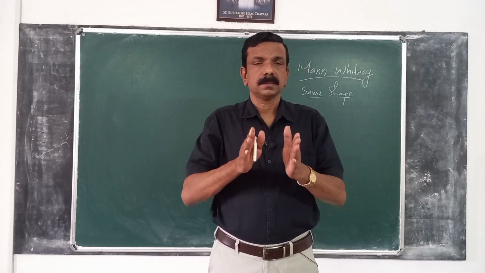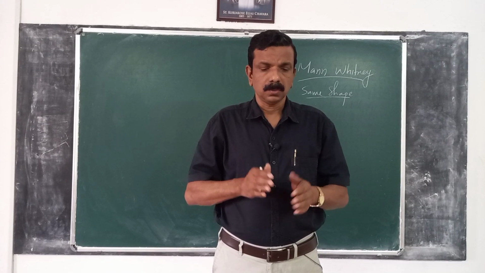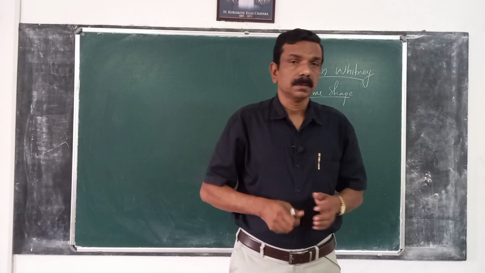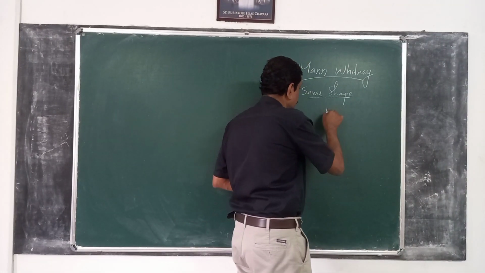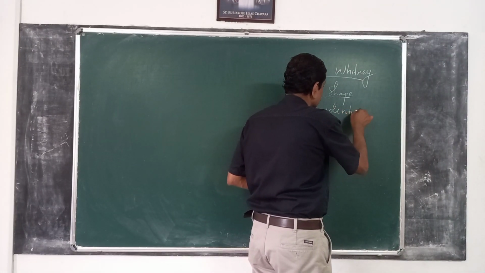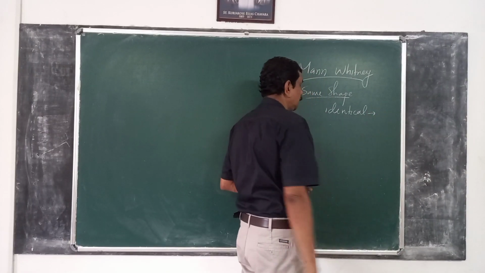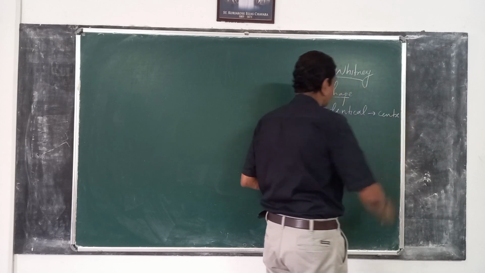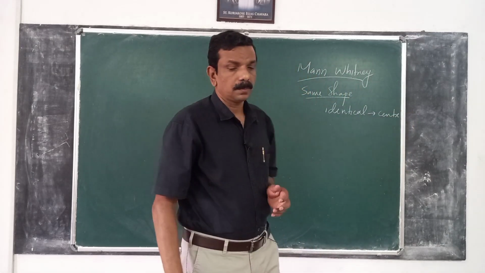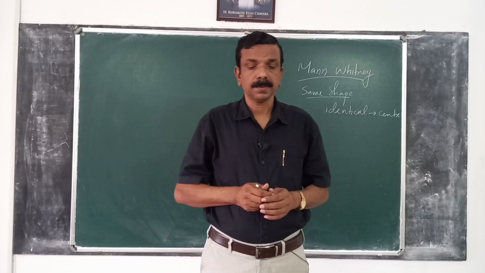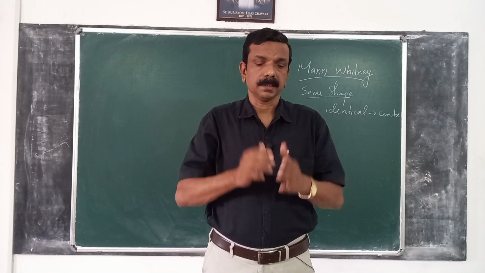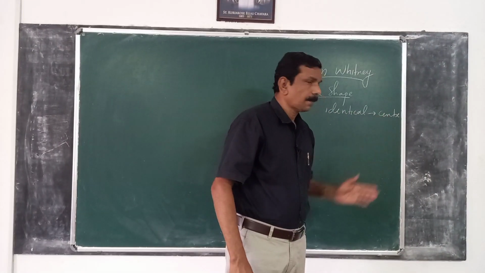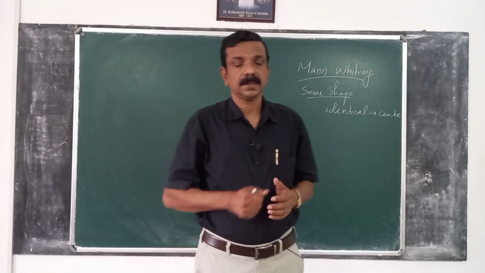We say that two or more distributions have the same shape if they are identical, except maybe for the center. Two or more distributions have the same shape if they are identical, except probably for the location of their center.